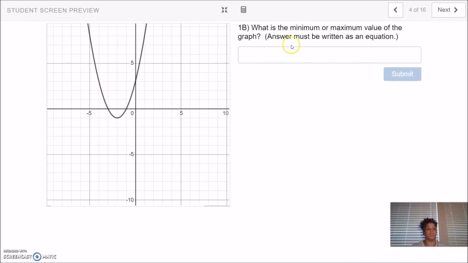So then it has some questions about what is the minimum or the maximum value, and it's got to be written as an equation, y equals k. Okay. All right. What is the length of the latus rectum? So this is what I was talking about, those questions that you can't really graph, that require just a little bit of math work to do. You're going to put that here.